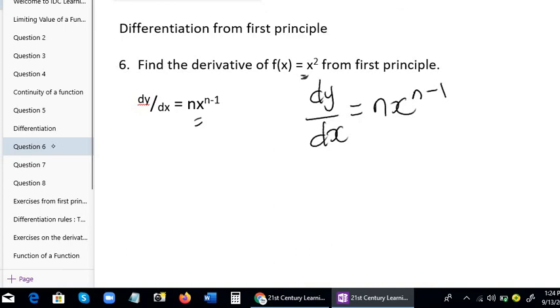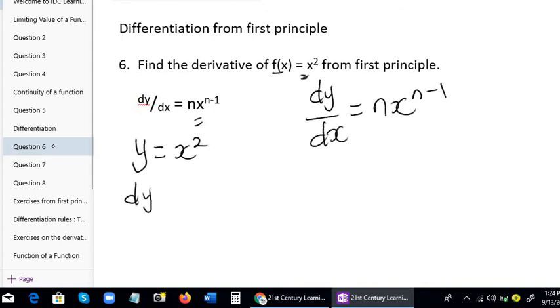So to do that, since I'm using dy/dx, simply replace f of x with y. There are a lot of proofs I could do to show you that f of x is the same thing as y, but just learning it this way is fine. So don't let it confuse you. Let y equals x squared. Now let's find the rate of change of y with respect to x.